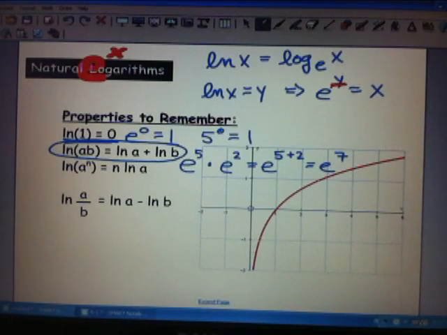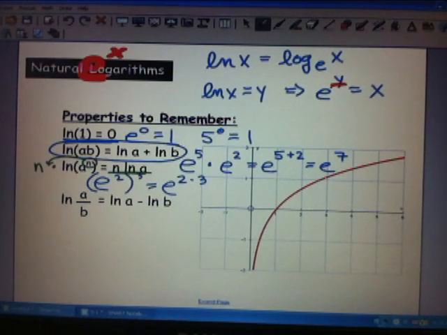Same idea here. If I had e squared cubed, I would be multiplying these exponents. This would be the same as e to the 2 times 3, right? And so what we're saying here is that if I've got an exponent here, n, I can bring it in front and have it be n times the natural log of a and end up with an expression like that.